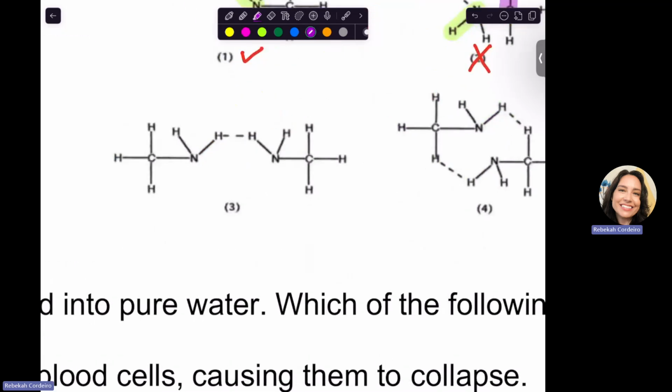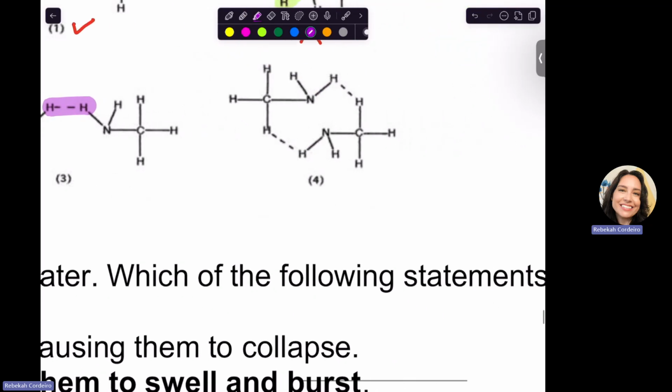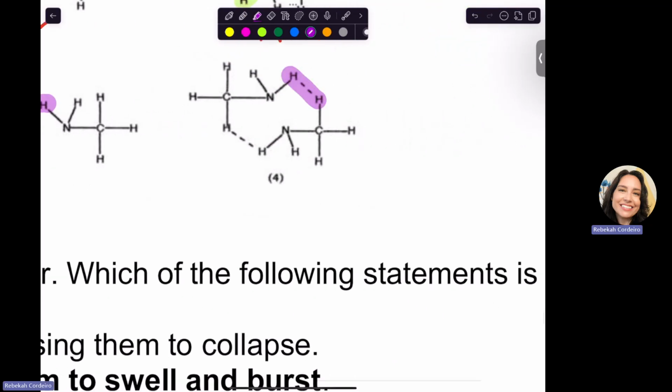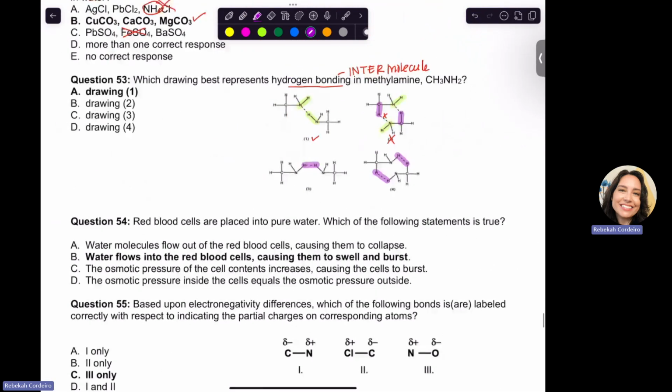Here, it won't be between the two H's because those would be positives. They would repel each other. Again, not between the two H's because those would repel each other.